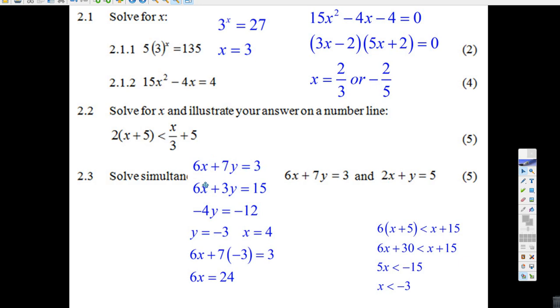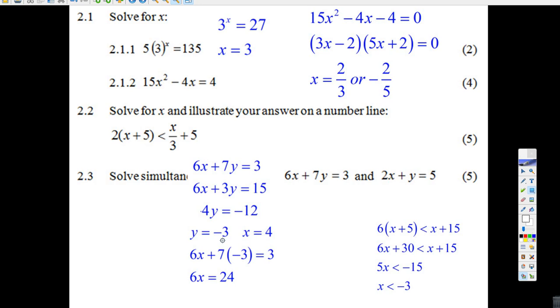Anyways, what you do is you subtract 6x minus 6x. The x's are gone. That's why I chose to multiply it by 3, so I could subtract and the x's disappear. Now I go 7y minus 3y, and I did fix this silly thing. It's not going to be negative, it's going to be positive 4y. So there you go. 7y minus 3y is 4y. 3 minus 15 is minus 12. So divide by 4, y is equal to negative 3.